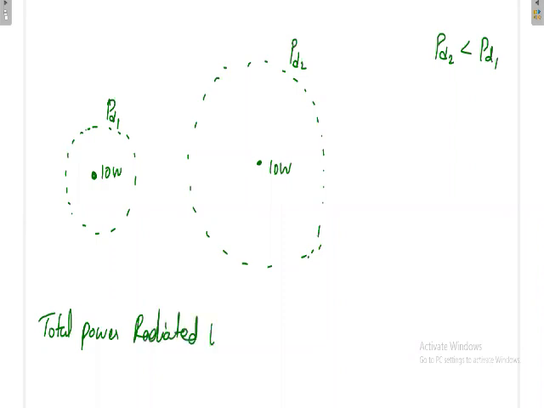The notation is W radiated. That is simply equal to the power density, PD or PR, anything you can put, into ds. Now the question arises here. In both cases, the total power radiated is the same. Here you are on the larger circle, here you are on the smaller circle.